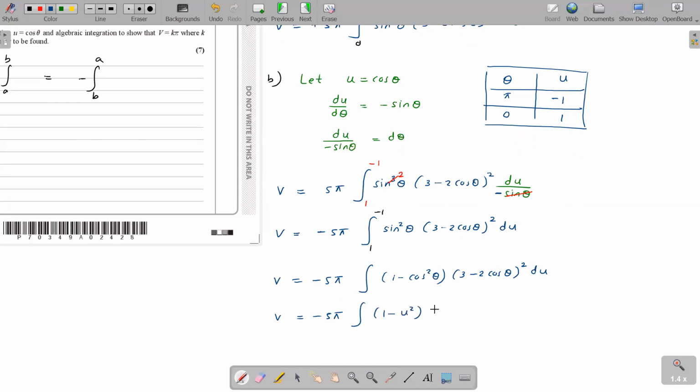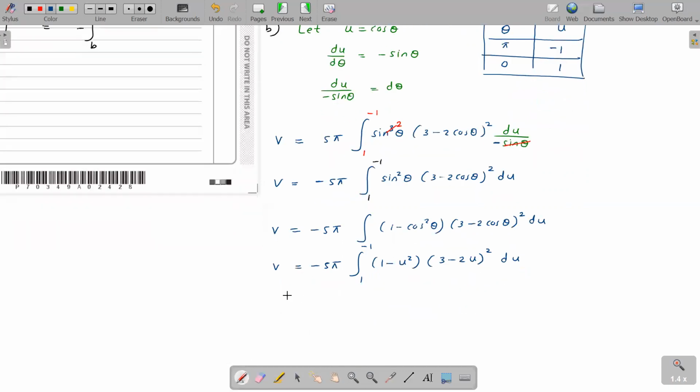1 minus u square, 3 minus 2u square du. Do you see what I'm getting here? Limits are from 1 to minus 1. You can switch the limits and make the negative in front positive, right? So I'm going to switch the limits. The minus becomes plus, and in the integration mark, the limits are switched. Minus 1 comes down, plus 1 comes up. I've switched the limits. So now it's time to open the bracket.